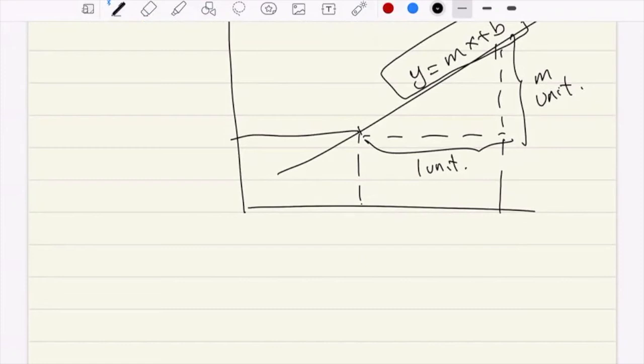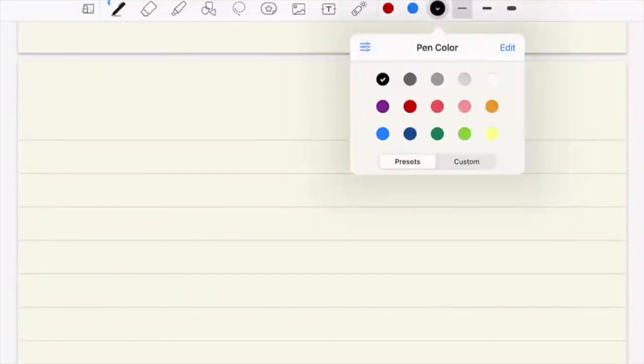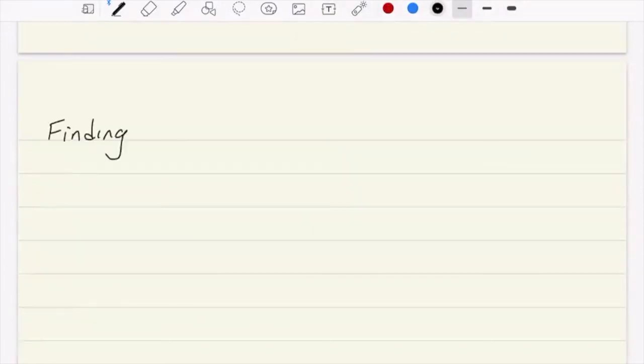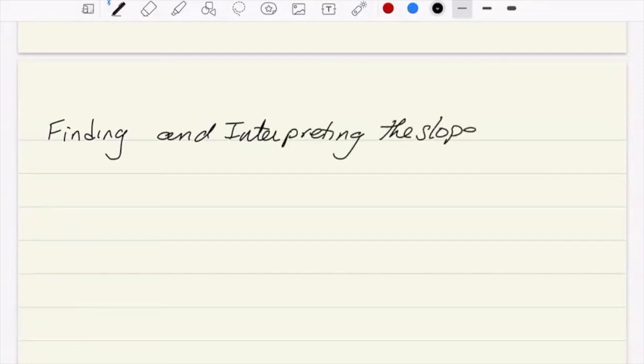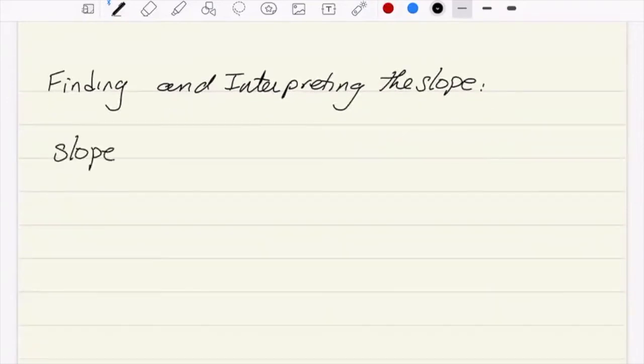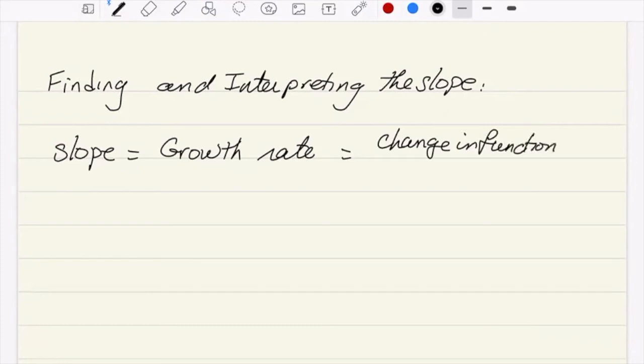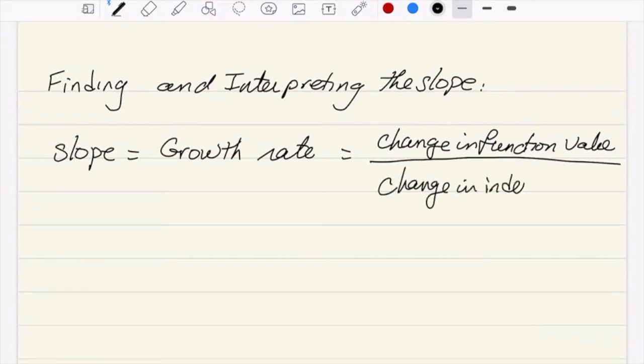Let's see. Finding and interpreting the slope. The next section. Okay, in this section, we will be finding and interpreting the slope. So again, what did we say the slope is? Slope is growth rate, which is the change in function value over the change in the independent value. So you see why I drew here?